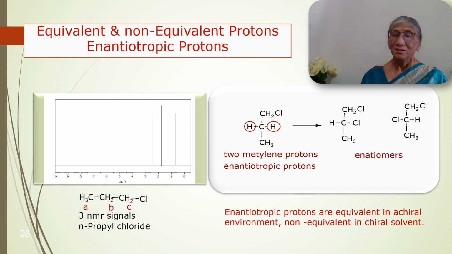So whether the NMR is capable of distinguishing between the enantiotopic protons or not. In presence of a chiral solvent, you can distinguish between the enantiotopic protons, but in presence of an achiral solvent, these two enantiotopic protons will give the same signal. They will show the absorption at the same position. So in an achiral medium, the enantiotopic protons are equivalent protons, whereas in a chiral medium, the enantiotopic protons are non-equivalent protons.